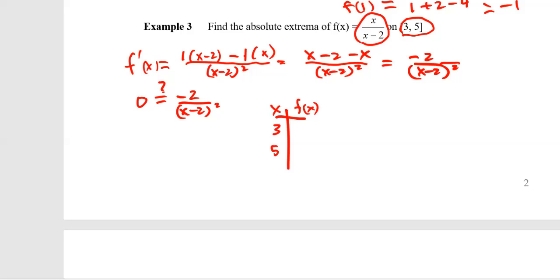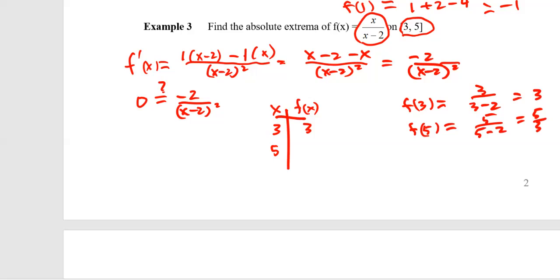We'll find out. So let's compute f of 3. We get 3 over 3 minus 2, which is 3 over 1, which is 3. F of 5 is 5 over 5 minus 2, which is 5 over 3. So I think we can see now, here's our absolute maximum, and here's our absolute minimum. It occurs at 5. When x is 5, we have an absolute minimum of 5 over 3. Absolute maximum occurs when x is 3.